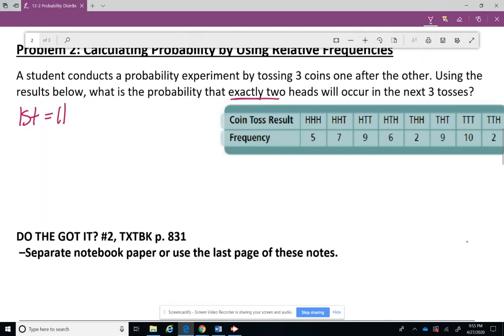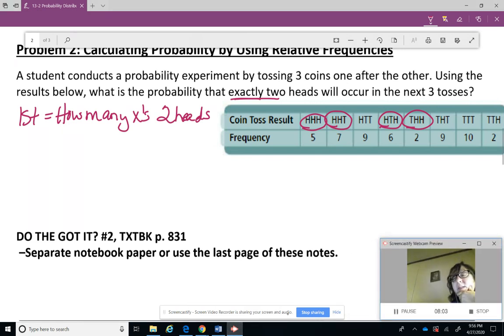Let's put how many times there's 2 heads. All right, so I see at least 2 here. I see at least 2 here. I see at least 2 here. And I see at least 2 here. All right, do you see all those? Exactly 2 heads.